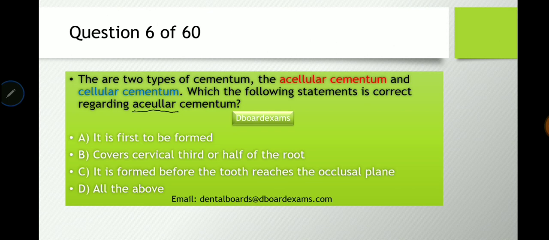Is it A, it is first to be formed; B, it covers the cervical third or half of the root; C, it is formed before the tooth reaches the occlusal plane; or D, all of the above are correct? So here it is D. D is the answer.